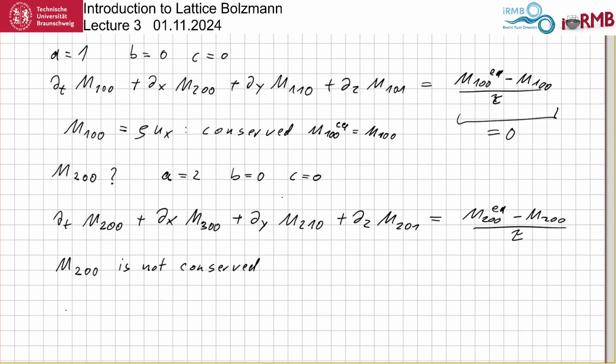The thing, and that's the energy, is M200 plus M020 plus M002. This would be the energy, and this would be conserved. So that the sum of the three is conserved does not mean that the thing itself is conserved. Okay, so now we are a bit in trouble.